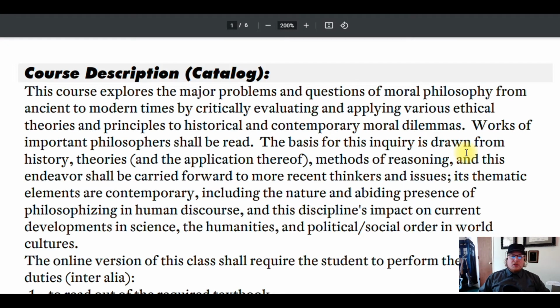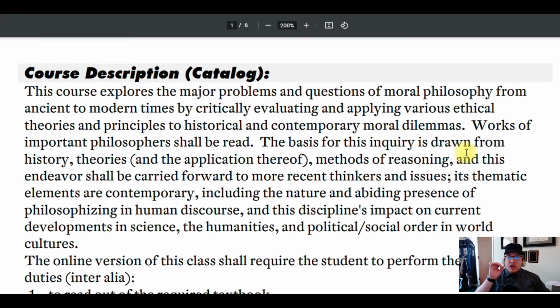The basis for this inquiry is drawn from history, theories, and the application thereof, methods of reasoning, and this endeavor shall be carried forward to more recent thinkers and issues. Its thematic elements are contemporary, including the nature and abiding presence of philosophizing in human discourse, and this discipline's impact on current developments in science, the humanities, and political social order in world cultures. So what that means is we'll be dealing with the theoretical aspects of ethics, which is going to be some technical stuff, but even when we're doing the stuff that seems the most technical and the most abstract, it has particular application to stuff going on right now.